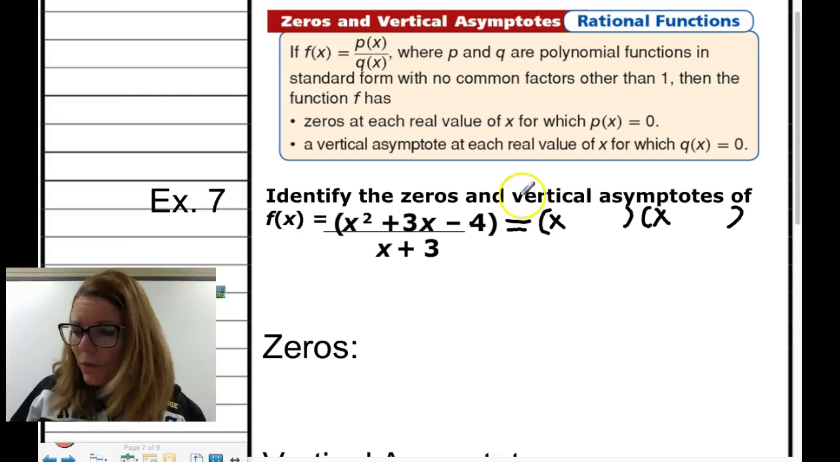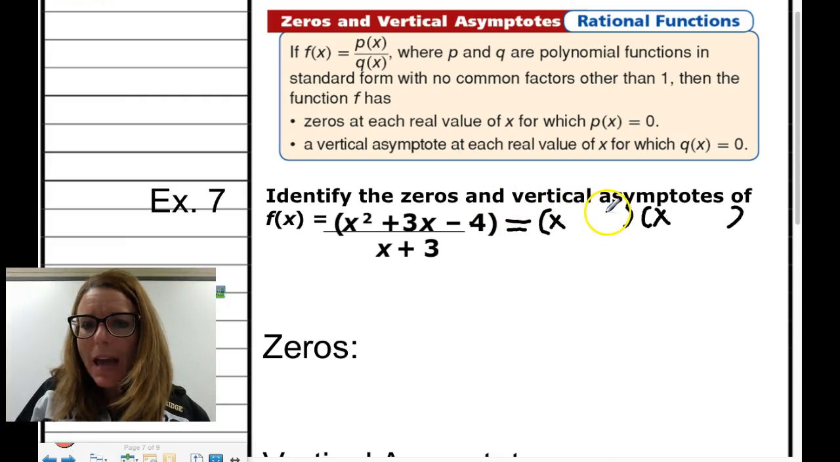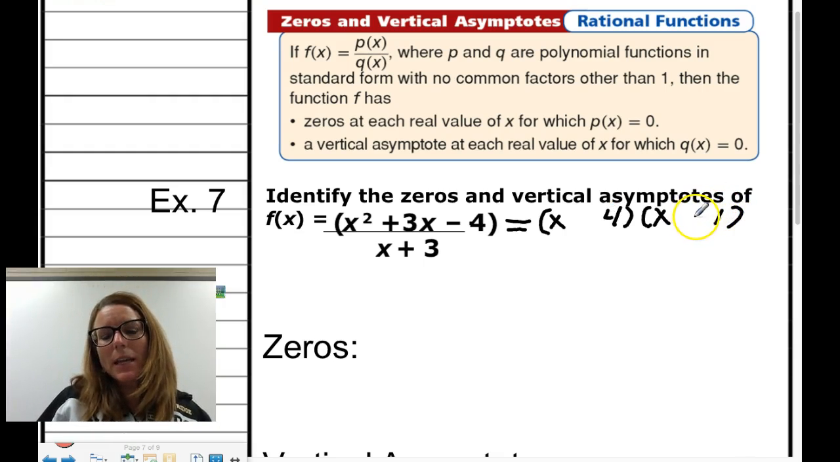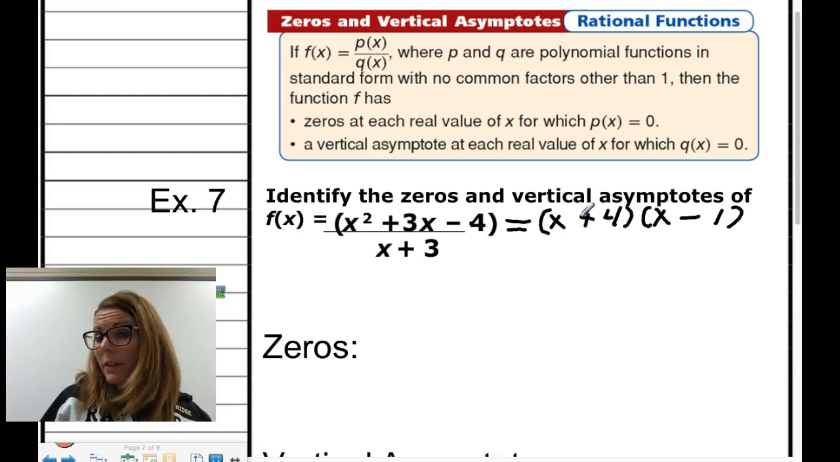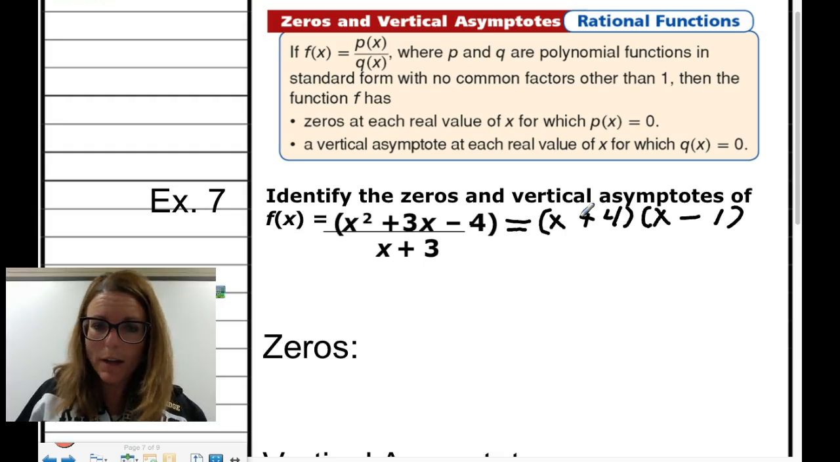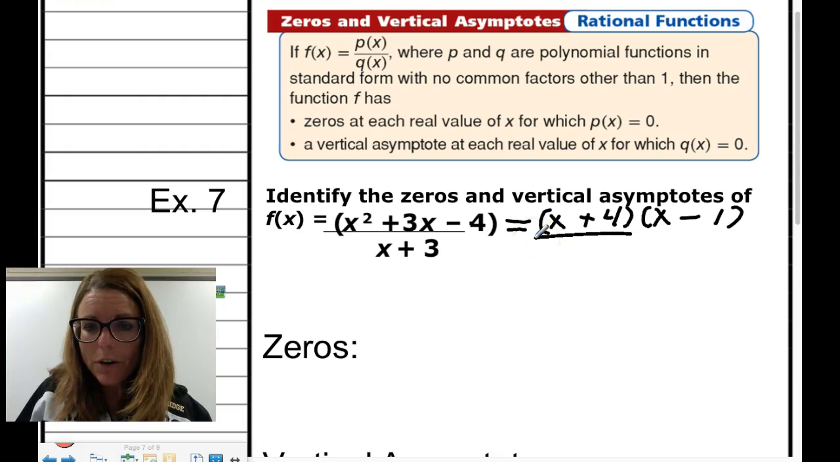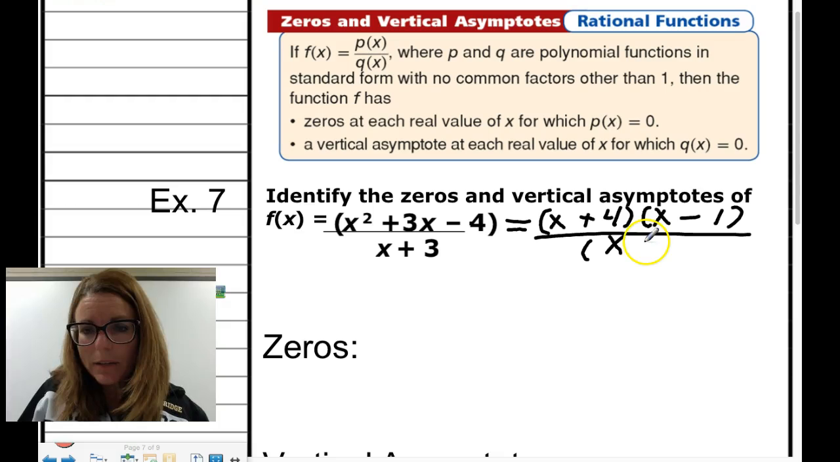First of all, I'm just going to put in a 4, because I know 4 times 1 is 4. Now I have to decide which one gets the negative and which one gets the positive. The 1 is going to have the negative, and the 4 is going to have the positive, because 4 plus a -1 is 3, and that's what we want. All over x plus 3.